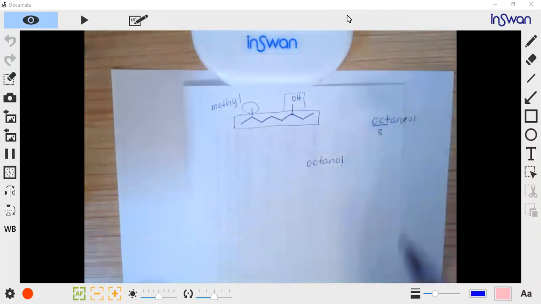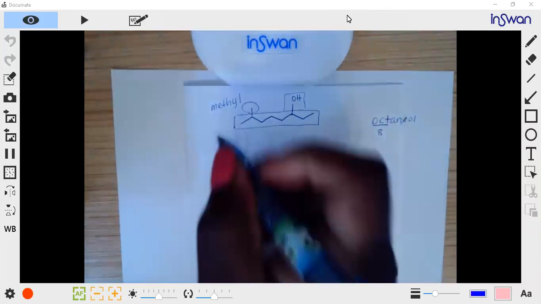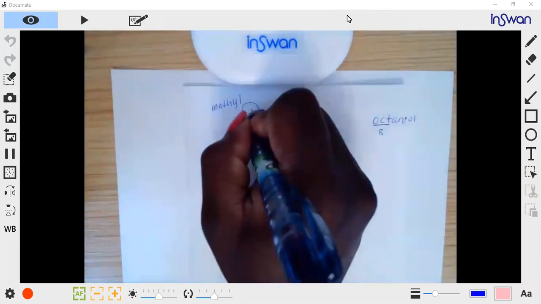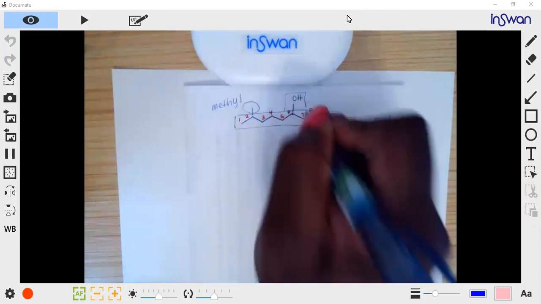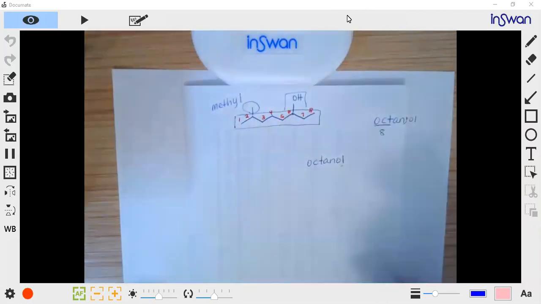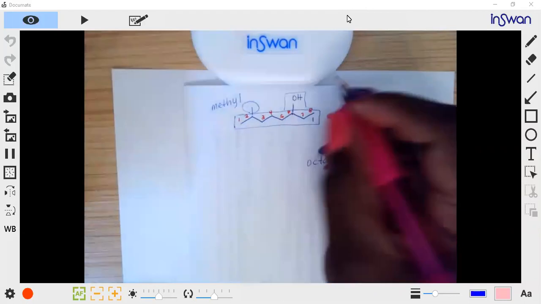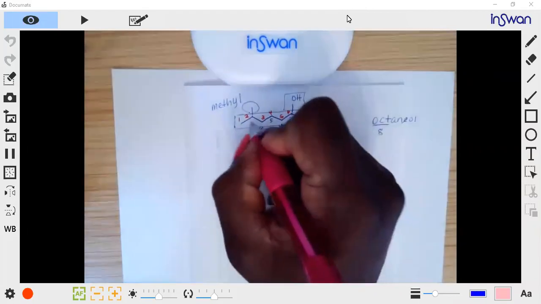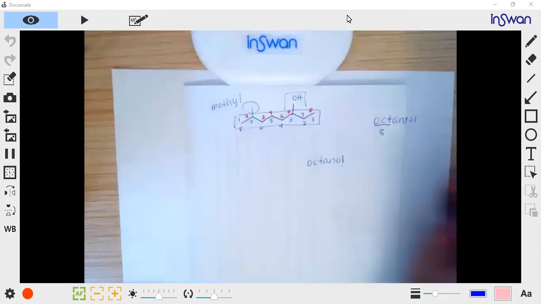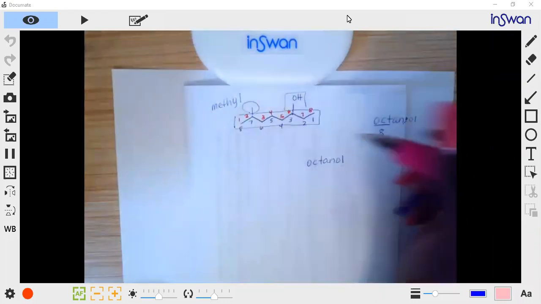Now I need to indicate where everything is located. So I need to number my parent chain. I can number in 2 directions, from left to right. And I'm simply numbering those carbon atoms because I said octanol, I'm just numbering from 1 to 8. I could also go from right to left, doing the same thing, just indicating where everything is located. So I'm just numbering each carbon atom in that parent chain.